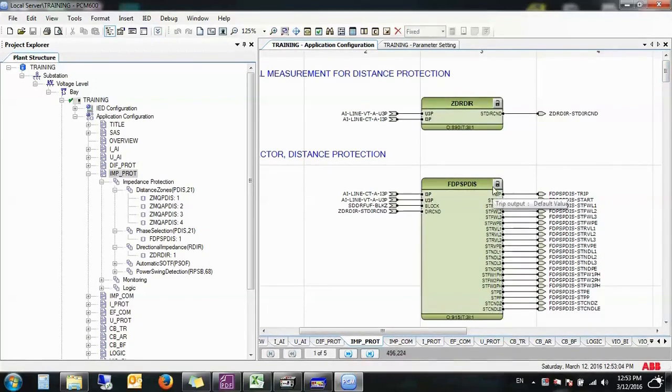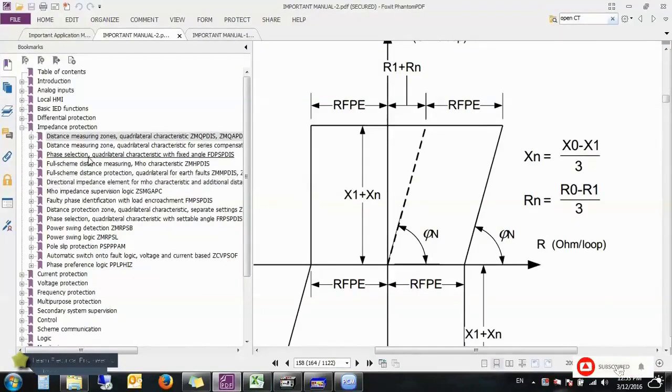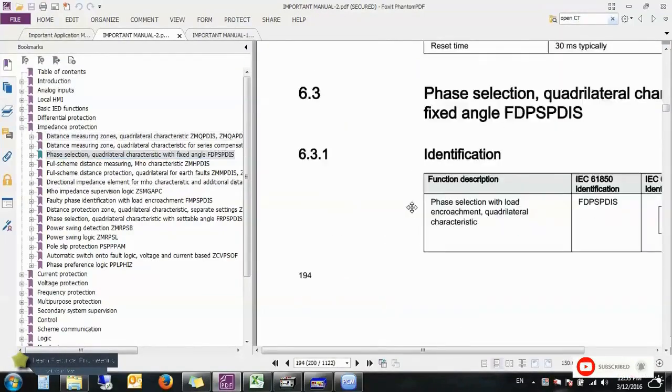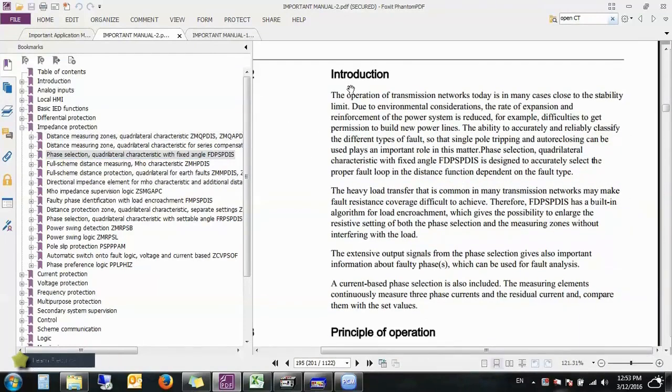So what is this function? Quite simply, if you go to it in the manual, you will find it here. The phase selection talks to you about the fact that the operation of the transmission network today is in many cases close to the stability limit. Due to environmental considerations, the rate of expansion and reinforcement of the power system is reduced. This means that currently, because of the environmental justifications you have, it's difficult to enhance or build additional stations in your power system. Consequently, the strength of your power system is somewhat limited. To maintain or increase its strength, you must preserve the existing infrastructure.